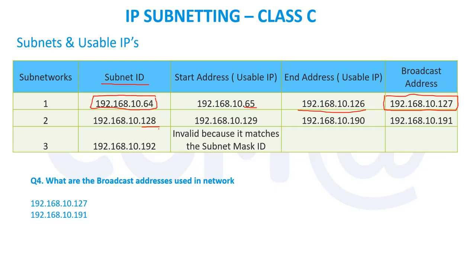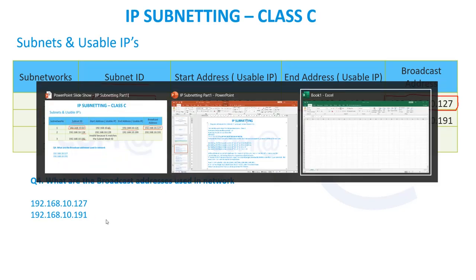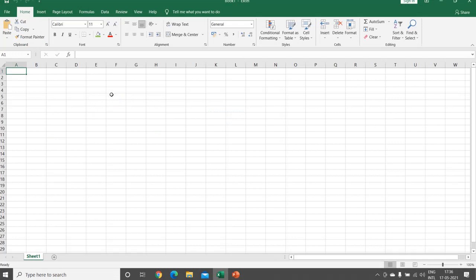So we are not able to proceed further because it is matching the exact subnet. So that's the reason we are not matching it. The next question will be what are the broadcast addresses used in the network? We can just say what is the broadcast address. What I will do, I will just go with an Excel sheet for a better understanding.